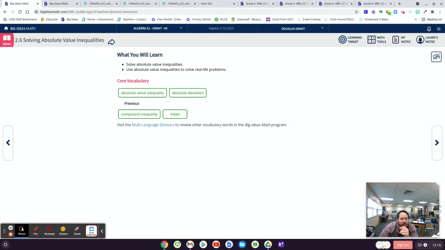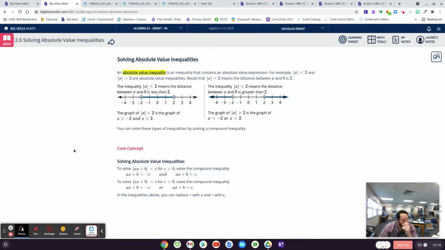And then we've already talked about compound inequalities, and mean, hopefully you remember, is basically an average. It's when you add up the numbers and then divide. So that's what we're dealing with today. Let's jump into some notes if you'd like to take some notes.